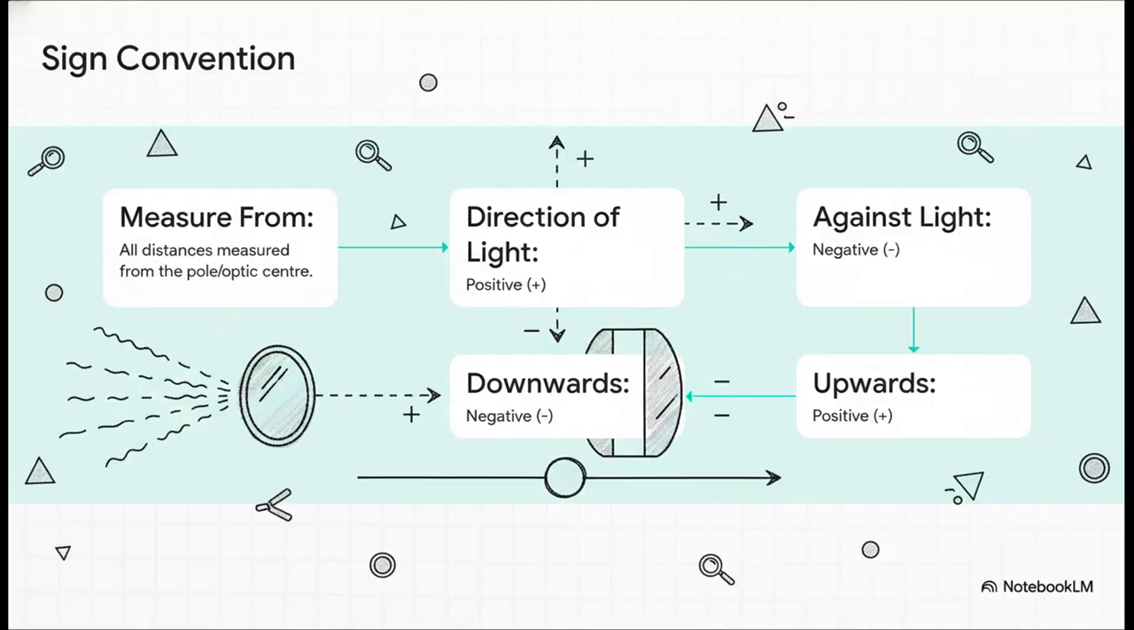Okay, I need you to pause and really focus here, because this is the golden rule for every single calculation we're about to do. It's called the Cartesian sign convention. First, we always assume light travels from left to right. Second, all distances are measured from the center of the mirror or the lens. Now for the signs. Any distance measured in the same direction as the light is positive. Any distance measured against the direction of the light is negative. And for heights, anything above the main axis is positive and anything below is negative. Get this down and the formulas become foolproof.